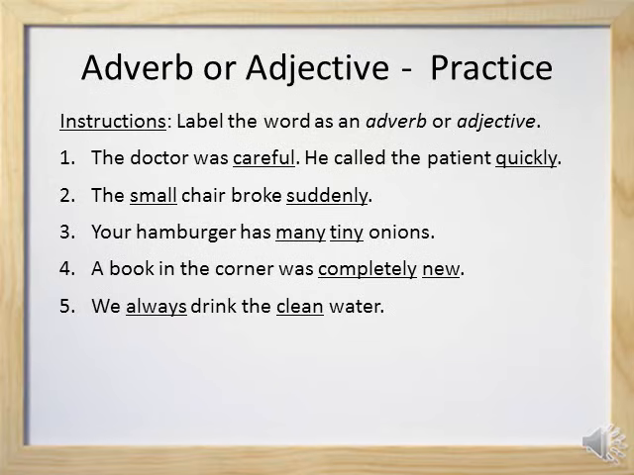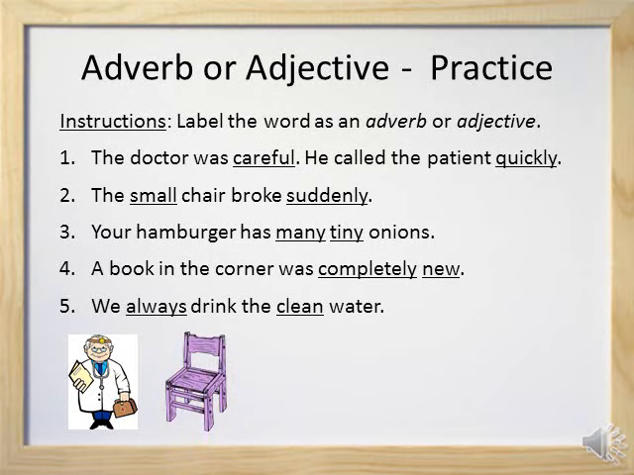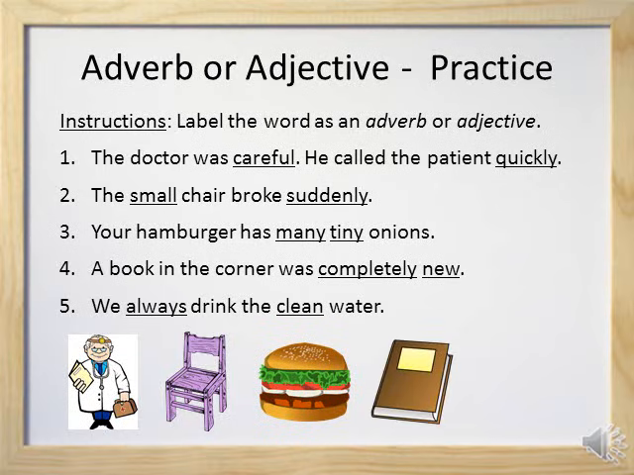Adverb or adjective practice. Instructions: label the word as an adverb or adjective. Number 1. The doctor was careful. He called the patient quickly. Number 2. The small chair broke suddenly. Number 3. Your hamburger has many tiny onions. Number 4. A book in the corner was completely new. Number 5. We always drink the clean water.